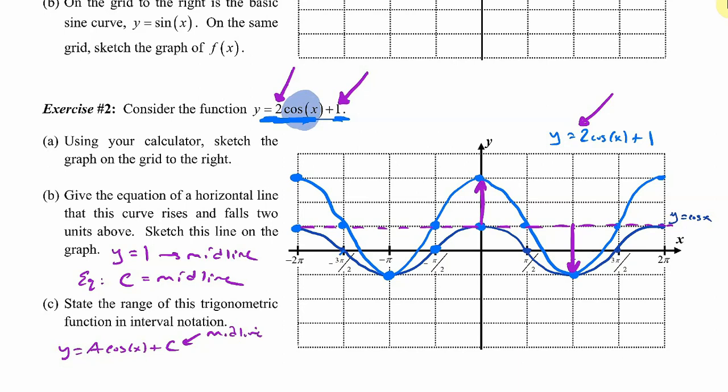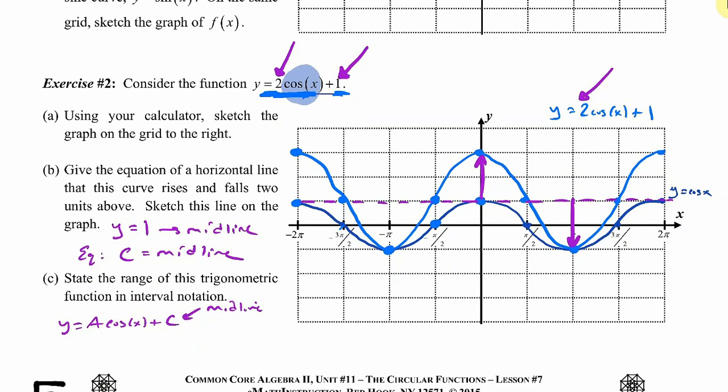State the range of this function. Well, this time the graph went up to 3 and down to negative 1. So the range is negative 1, 3. Algebraically, what are we doing? Well, we can get that completely from the equation. Looking at the equation, our midline was 1.